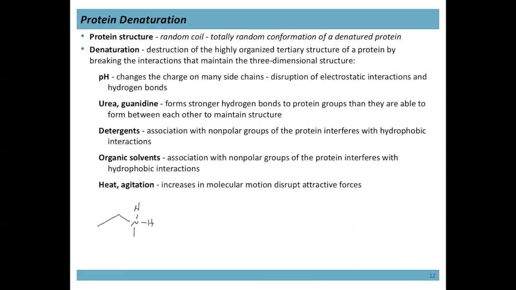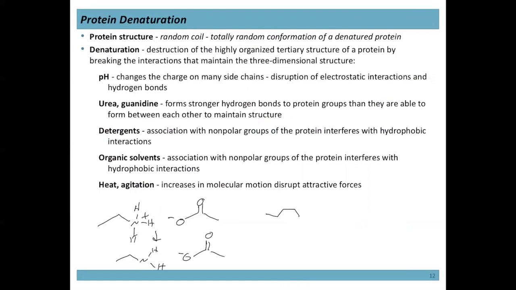And I may remove a proton from an amine group that is involved in an interaction with a carboxylate group, a salt bridge. And as I remove that proton, then I no longer have that favorable cation anion interaction. And so that could lead to instability.